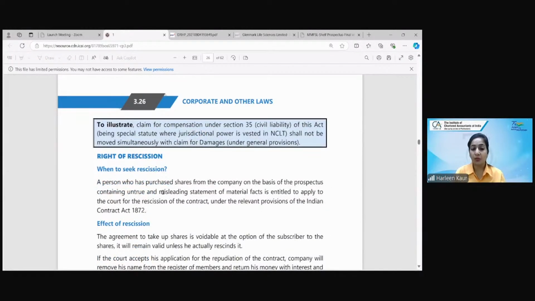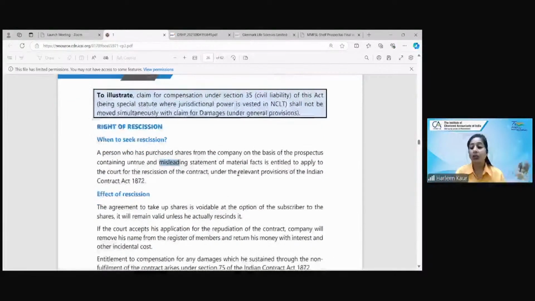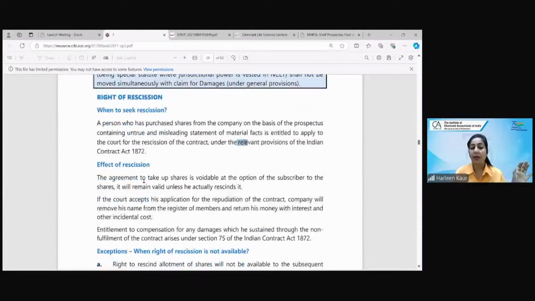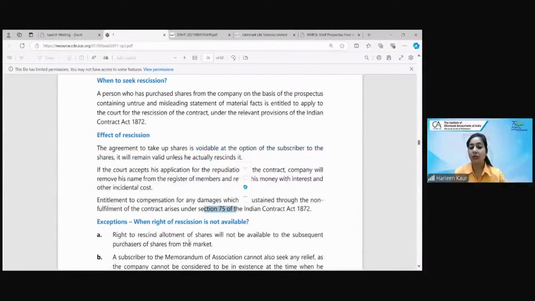Purchase the shares on the basis of a prospectus which was misleading. So what provisions will become applicable? He will have to rescind the contract. You all answered that just now. The contract becomes voidable unless it is affirmed. So what is the meaning of voidable? You can either end the contract or you treat it as valid. When you end the contract, you can also claim the damages, compensation, under section 75.